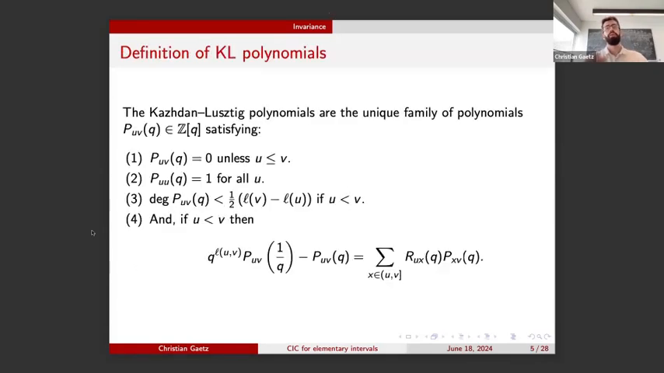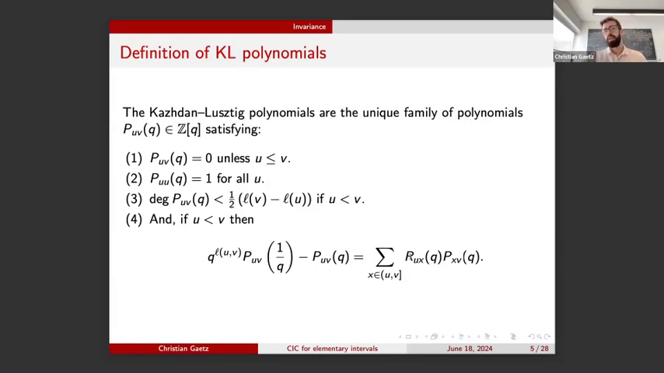All right, so what are these polynomials? You don't need to try to process everything that's written on the slide. I will point out a few key features. This is a recursive definition of these polynomials. The first important property is that the polynomial is 0 unless u is less than v in Bruhat order. So really, we're just going to restrict to the case where u is less than v in Bruhat order and try to understand the polynomial P_{u,v} in terms of the interval between u and v in Bruhat order as a poset.